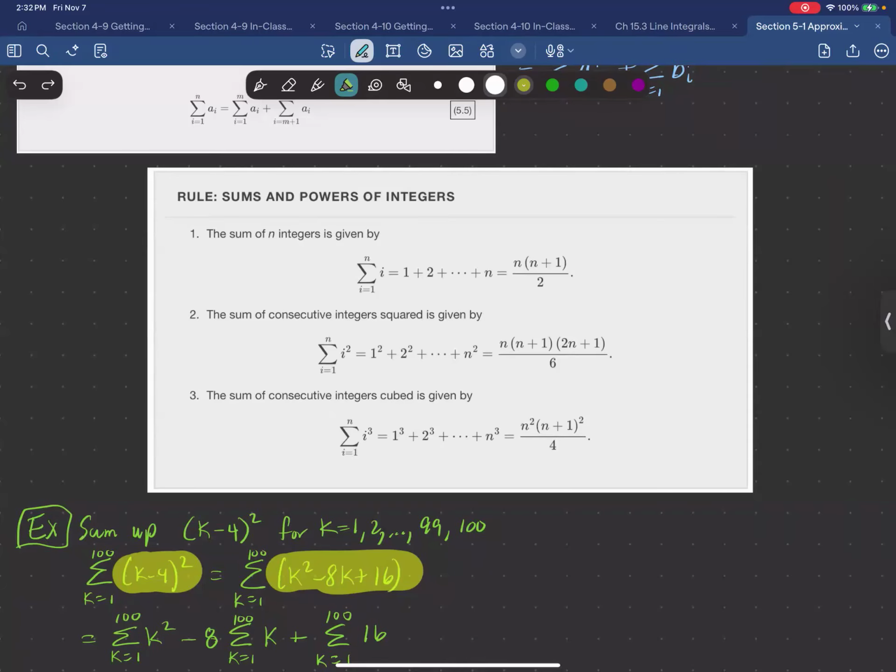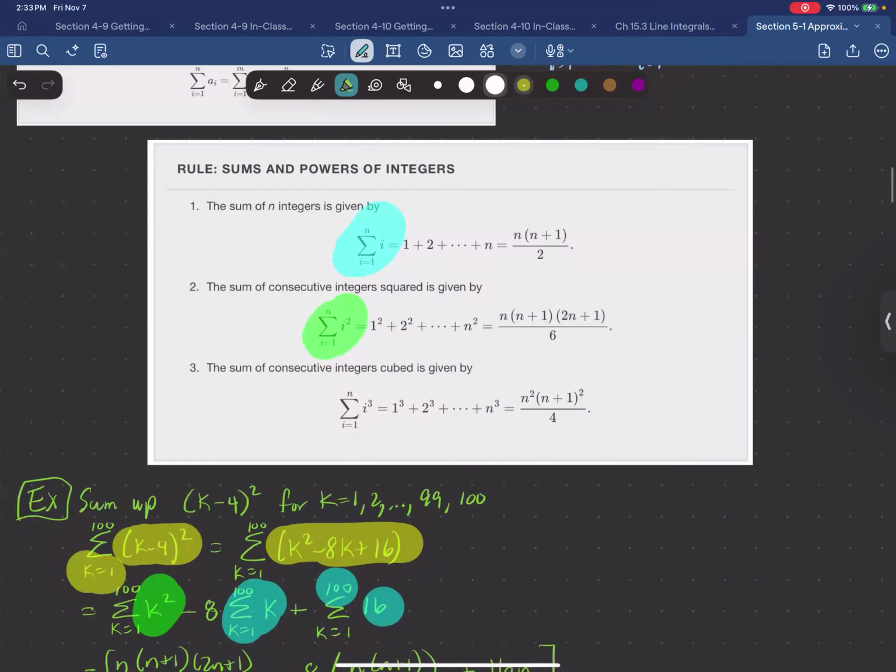And then at this point, now that we've got a k squared here, we can use the i squared formula. We've got k here, we could use the i one there. And the rules for the constants are up above. This just ends up being this times that. It is important that these indices start at 1. These formulas only work when you start at 1. If it doesn't, you have to add them in and subtract them. I don't think we have anything like that, though.